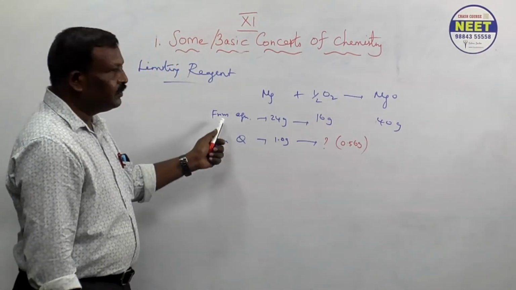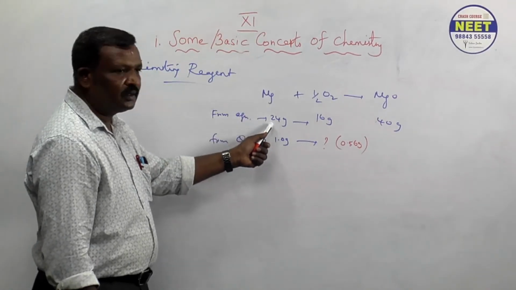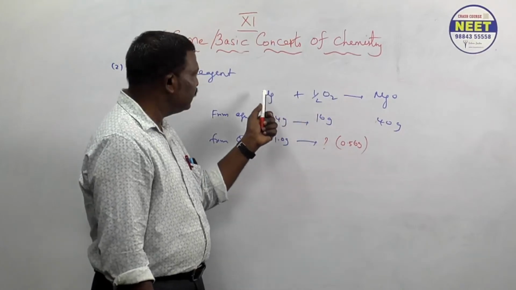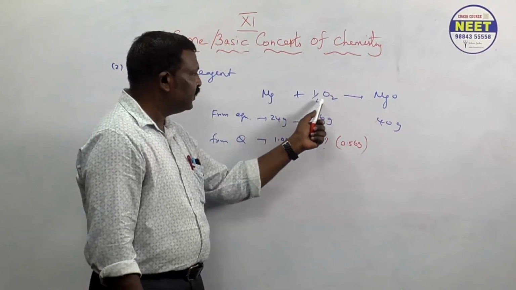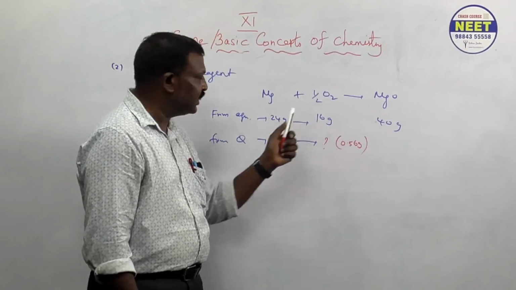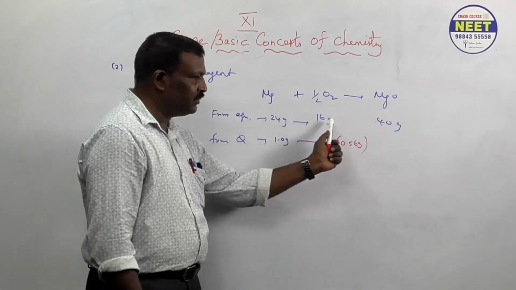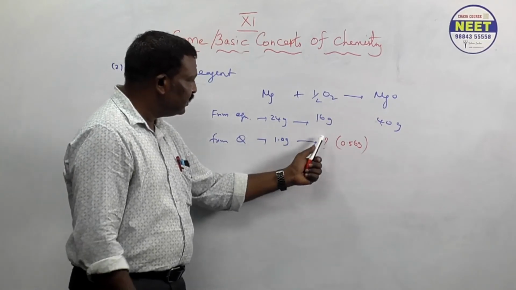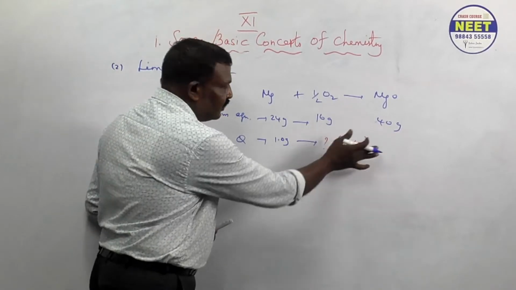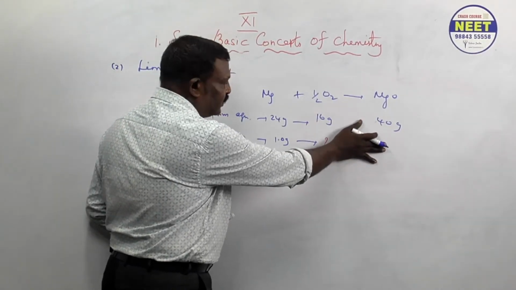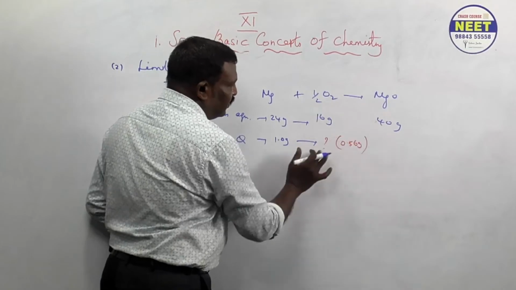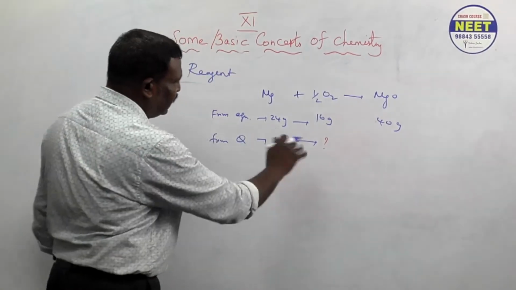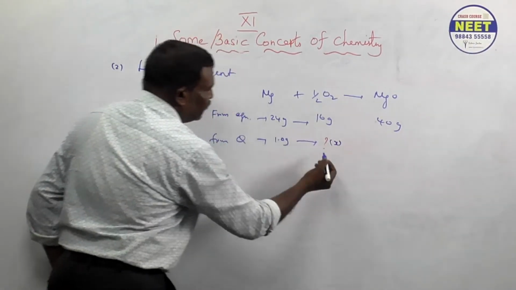So from the equation, you know that 24 gram of magnesium, atomic mass 24, and half into 2, 1 oxygen, so 16 gram. From the equation, we are getting this information. From the question, 1.0 gram is given. This we don't know, so I put an X value here. First we find out X. This is considered as X.